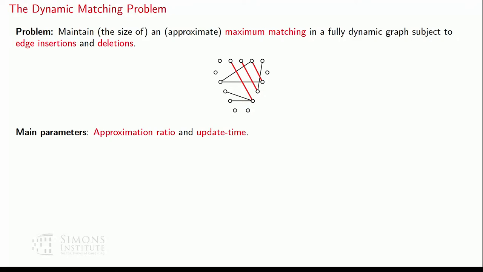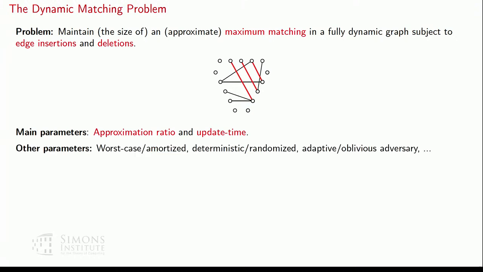So the main parameters to optimize for dynamic matching are the approximation ratio, how large is the matching that you maintain compared to the optimal solution. And the second one is how much time do you spend per update? An edge is inserted or deleted; this is time complexity, how much time do you need to address that update? And in return, what is the approximation ratio of the algorithm? These are the two main parameters, but there are also a lot of other important parameters to optimize. For example, whether the bound on the update time is worst case or amortized, whether the algorithm is deterministic or randomized, whether the adversary is oblivious or adaptive if the algorithm is randomized.